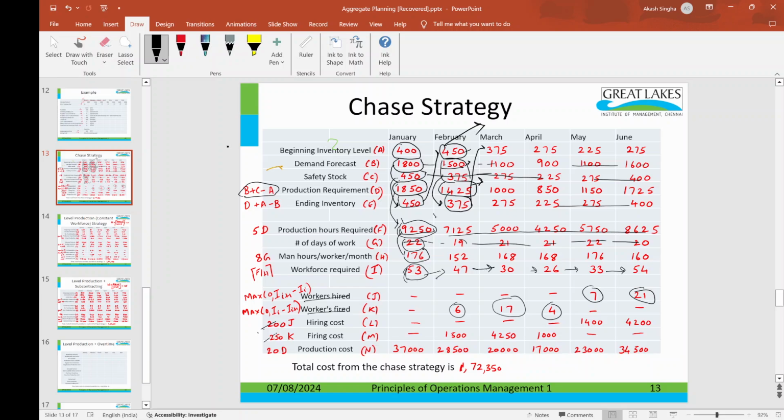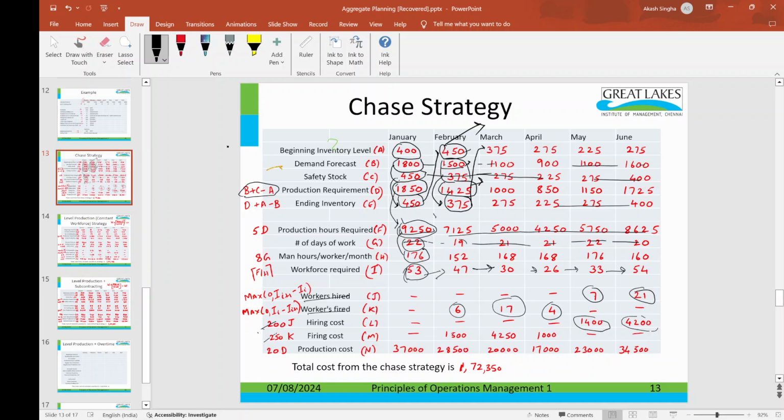Now 7 into 200 is 1400, 21 into 200 is 4200. These are the costs associated with hiring. And for firing, there will be 250 times the number of people fired. So this will be the firing amount. And production requirement is 1850, right?